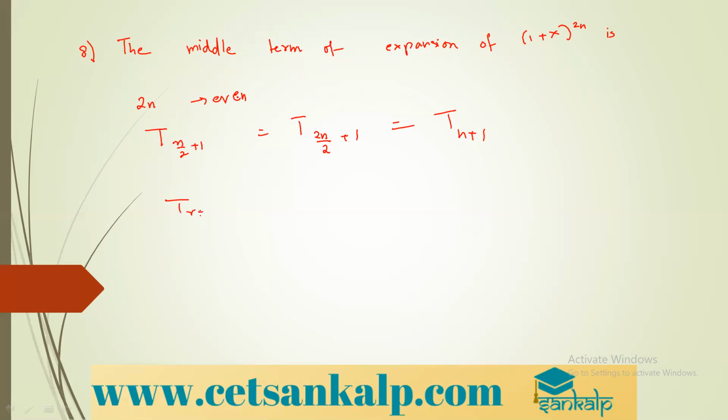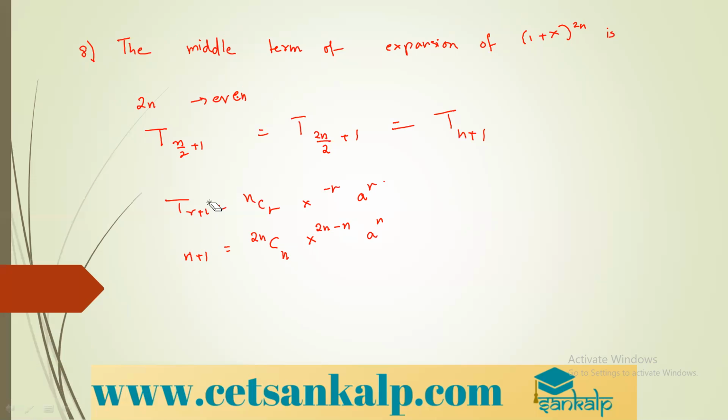According to the general term nCr x power n minus r a power r, because we are finding Tn plus 1, the power n is 2n, r we have to put n. X power n is 2n, r is n, a power r is n. Now what is x? What is a? You can take like that.